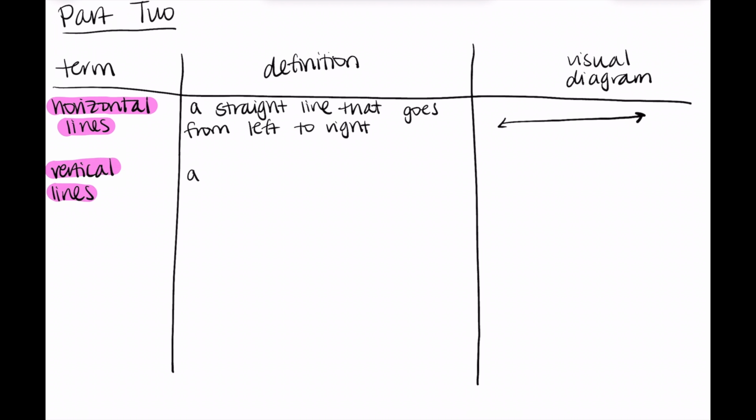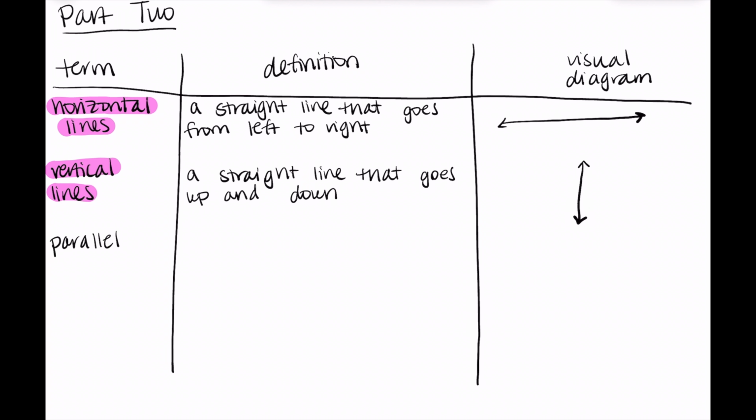Now, the opposite of a horizontal line would be a vertical line. Our next term, a vertical line, can be defined as a straight line that goes from up to down. So it moves up and down, the opposite of horizontal, which moves left to right. So this one would be a line as well, arrows on both ends, but it moves up and down.